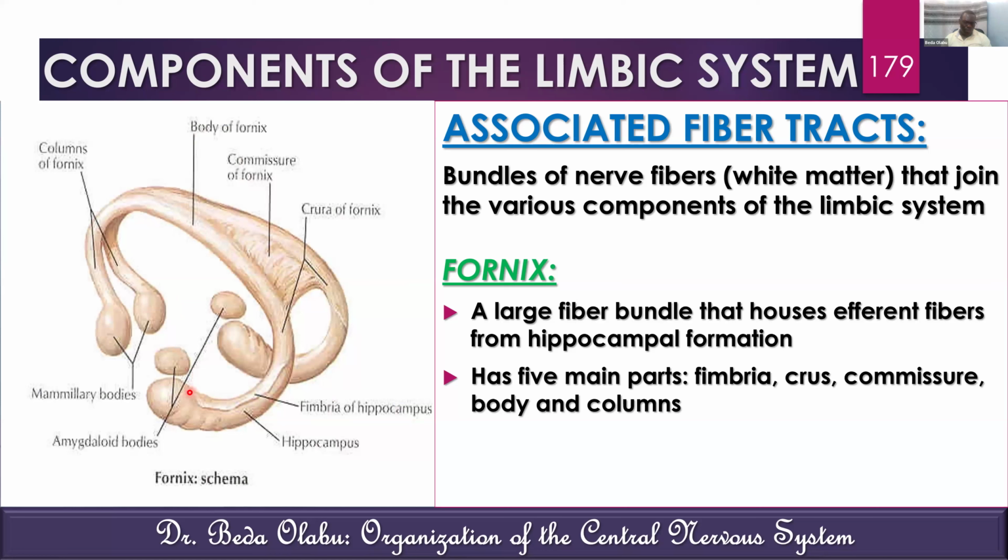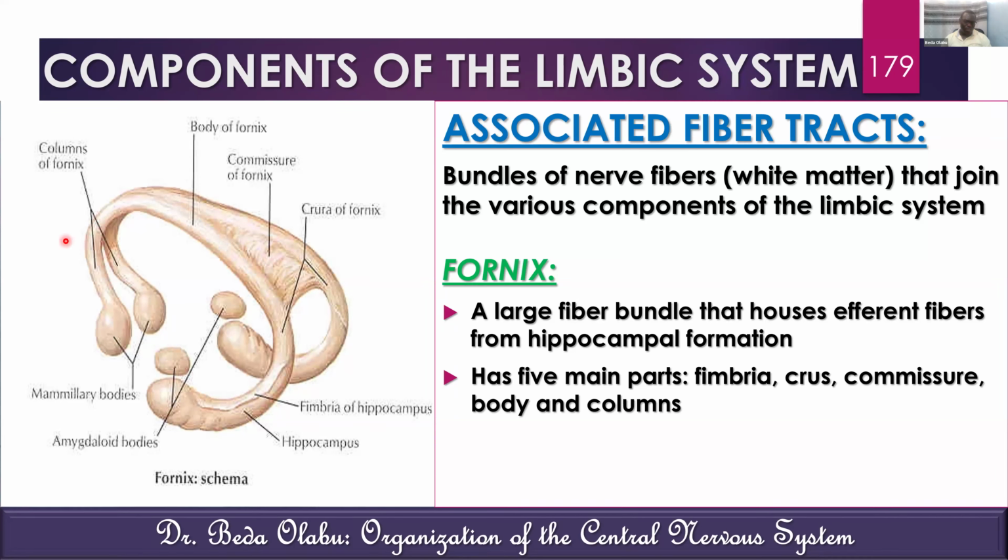This image shows you a better outline anatomy of the fornix. So the fimbria, a membrane attached to the hippocampus, then the crus, then the commissure, or you can call it the commissure of fornix, or hippocampal commissure. Then you have the body of fornix and the columns of fornix. The ones shown here are both posterior columns because they go to the right and left mammillary bodies.